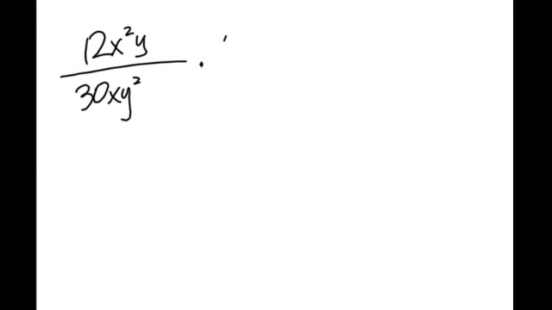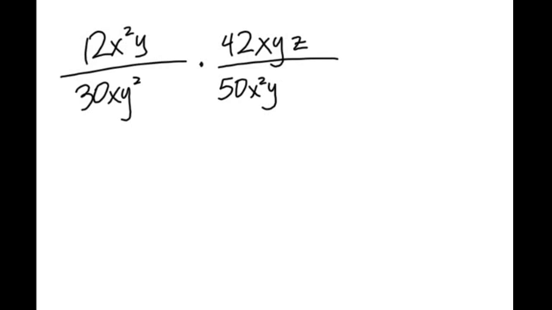Number 2 says 12x squared y over 30xy squared times 42xyz over 50x squared y squared z squared. First thing I'm going to do here is I'm going to take 12, 30, 42, and 50 and do the prime factorization. I'm going to do these rather quickly. Since the video is on YouTube, at any time you want, you can go back and watch it again.